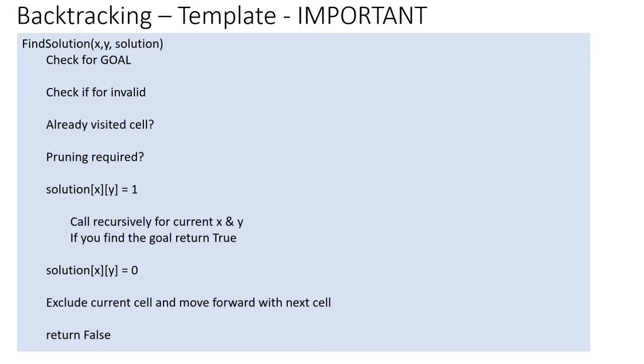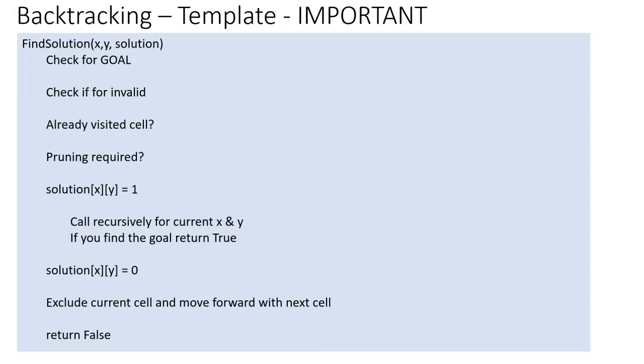Second, we'll check for invalid positions. We'll talk about it when I talk about the code. Third, is this an already visited cell that I'm visiting now? Fourth, is there pruning required? And the remaining things you see here, don't worry too much about them now. This is the entire template for backtracking. Now we are going to look at each part of it step by step using multiple questions. In the first question, you will see about 80% of this template itself. Slowly in upcoming questions, you will understand the different aspects of backtracking.